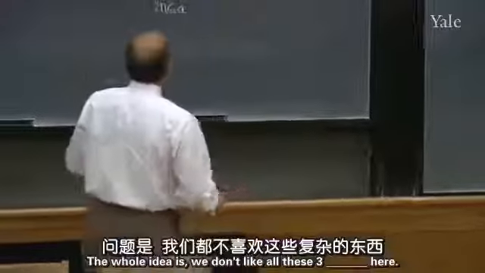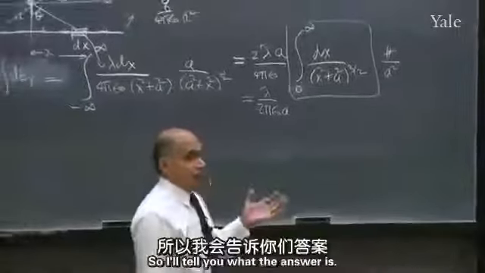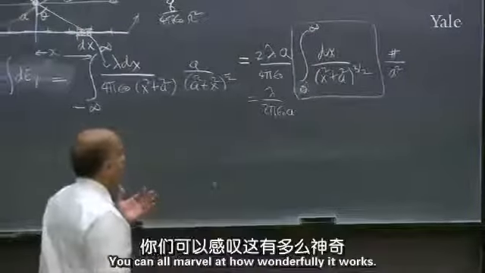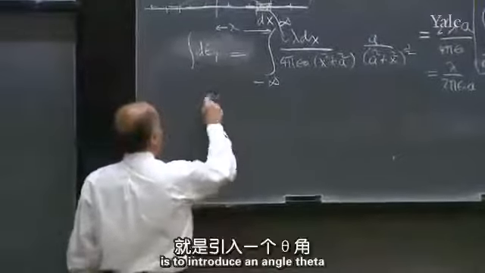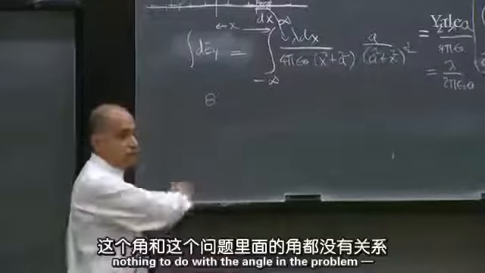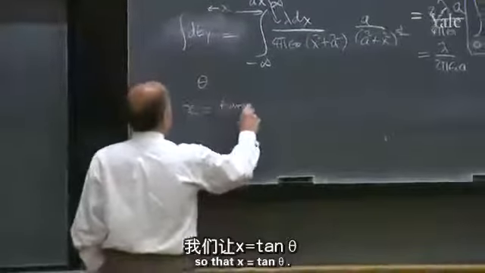The whole idea is we don't like all this 3/2 power here. We want to turn that into something nice. So I'll tell you what the answer is. You can all marvel at how wonderfully it works. What we're going to do is introduce an angle theta, nothing to do with the angle in the problem, so that x is equal to tan theta.